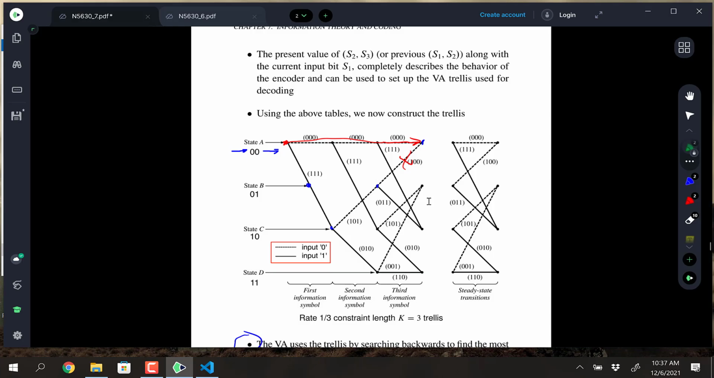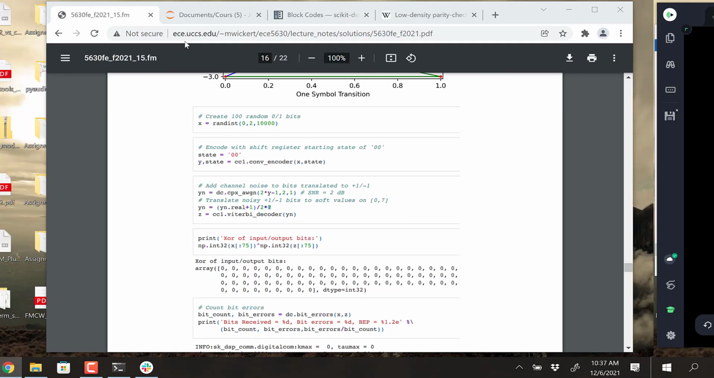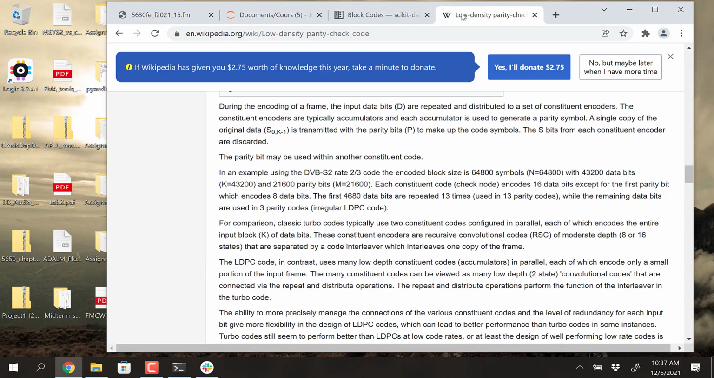The soft decoding idea is talked about, well, rats, it's way over here.